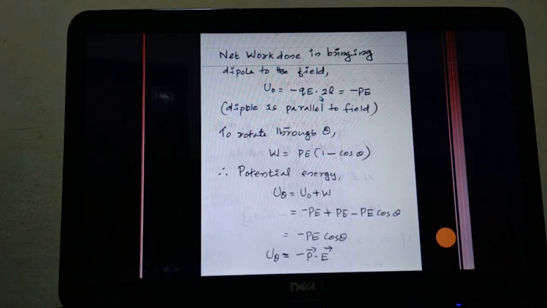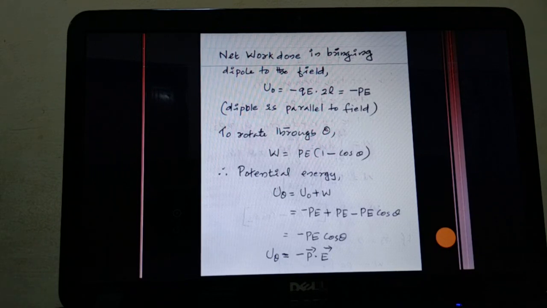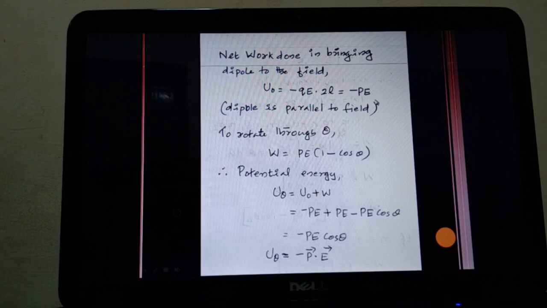To bring both the charges to the same point, the net work done will be 0. So to bring this minus q through an extra distance 2L, extra work is done. That is the work required to bring the dipole to the field, which is the initial energy of the dipole. Because the work required to bring the charges from infinity to a particular point will be the potential energy. So U0 will be minus PE.